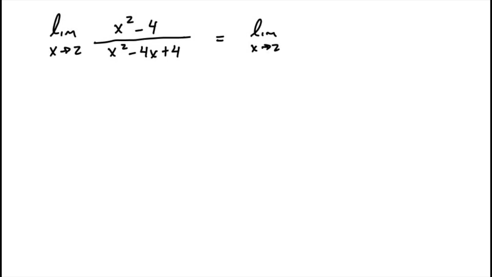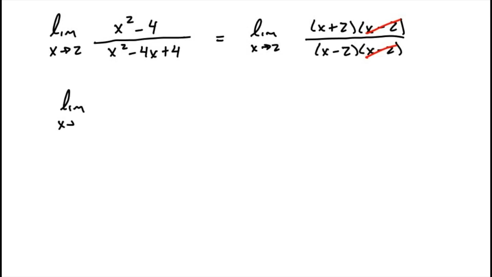And what do we get? The limit as x approaches 2, the top factors into x plus 2 times x minus 2. Our denominator will give us 2 factors of x minus 2. And yeah, we can cancel this out, leaving us with the limit as x approaches 2 of just x plus 2 over x minus 2. But now when we try to plug 2 into this, we're going to get 4 over 0.